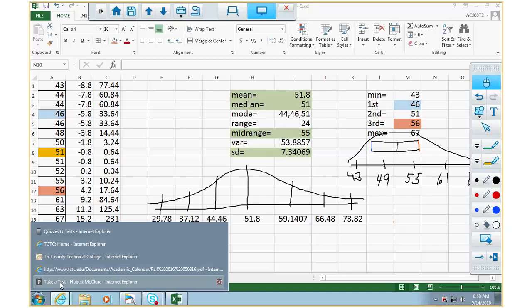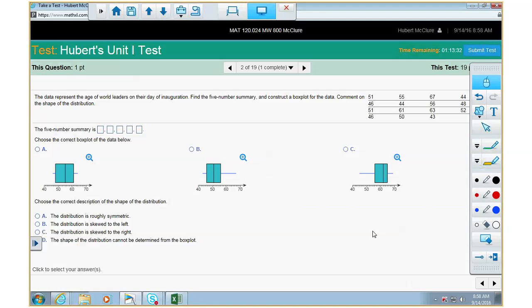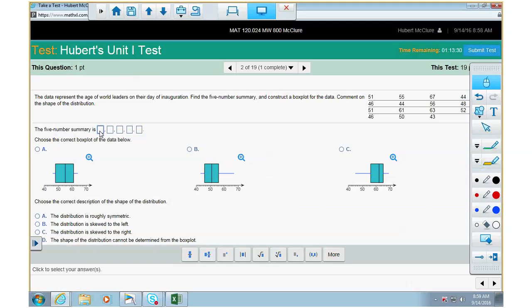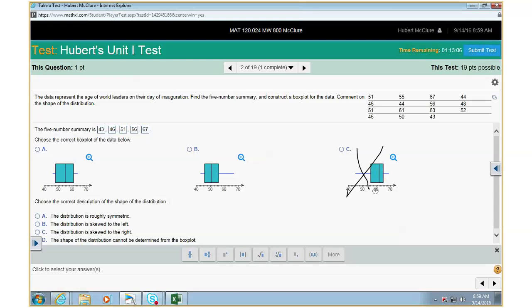Now you can actually, let me clear this out. So what was my 5-number summary? 43, 46, 51, 56, what? And now, this one you can eliminate pretty much. It's not this one. Why is it not this one? Because that one's skewed left. This one could be, that's 51, that looks close.